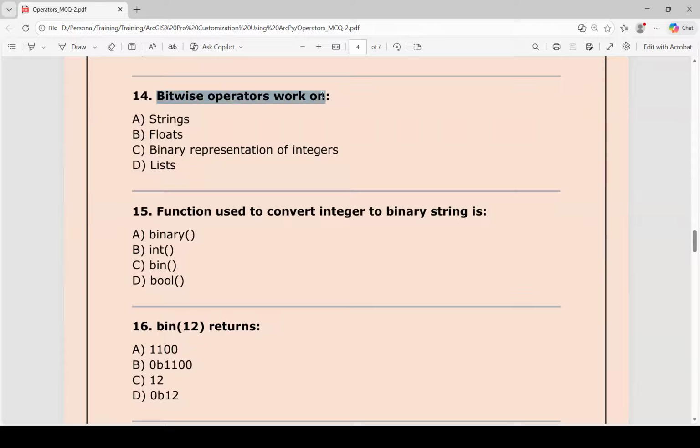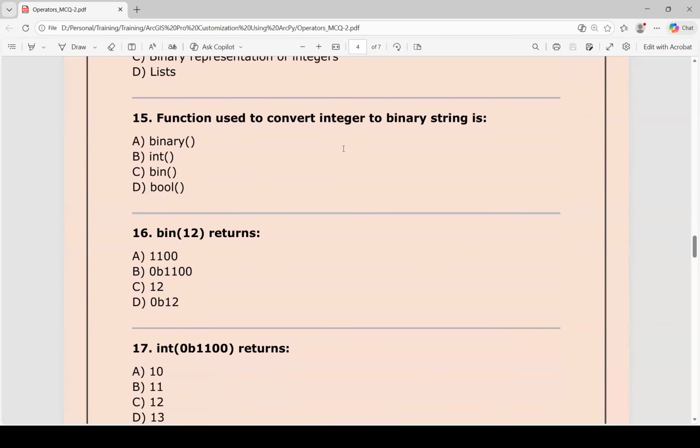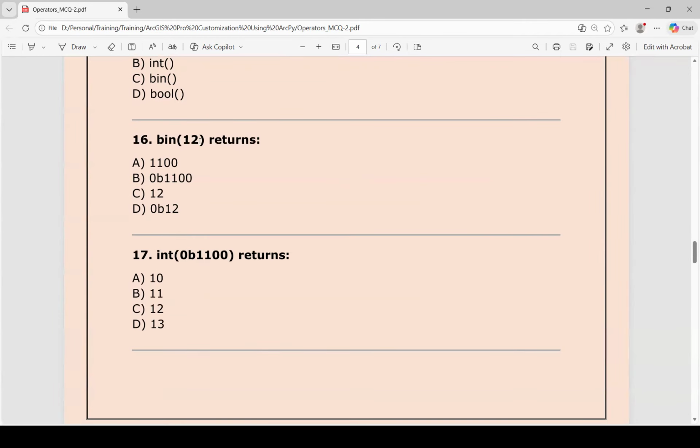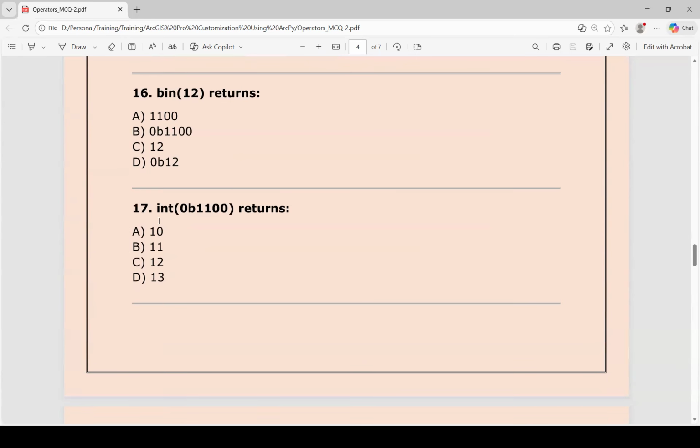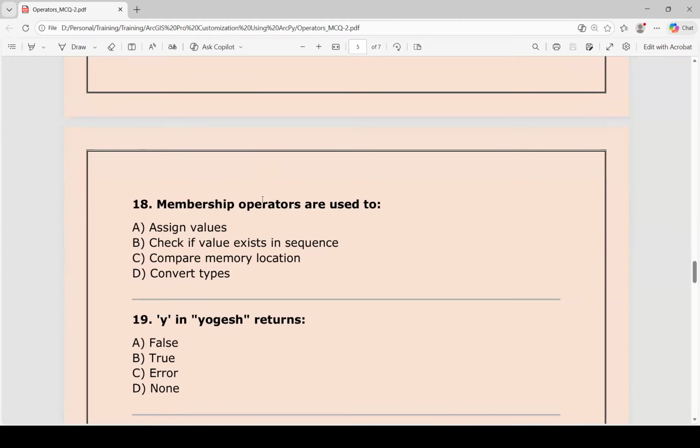Bitwise operators work on the binary representation of integers. The function used to convert integer to binary is bin. Bin of 12 returns what? Please check once, okay. And 0b1100 with int returns what? So both the statements you run in Python and check what will be the answer.